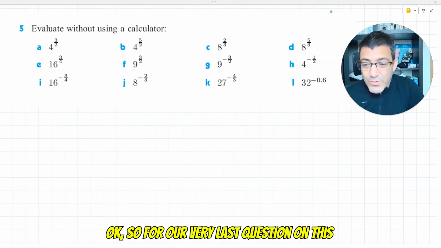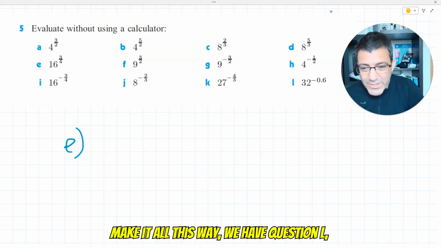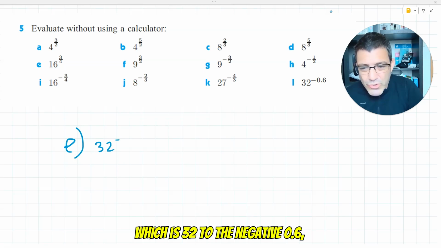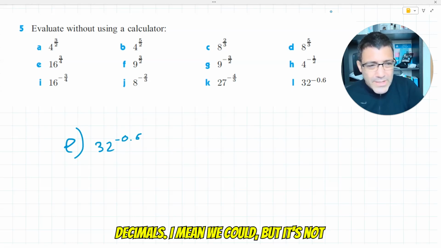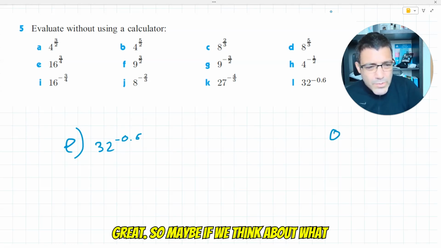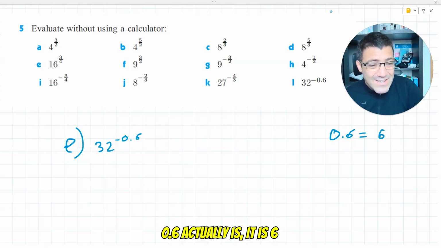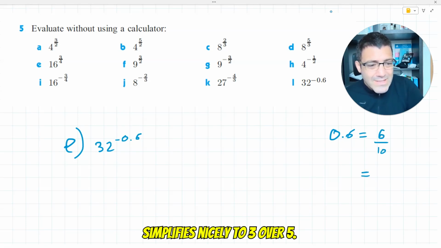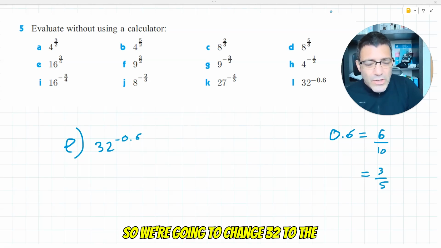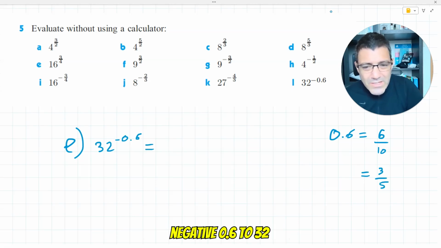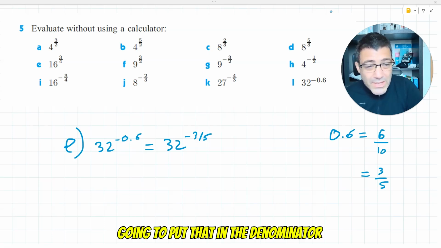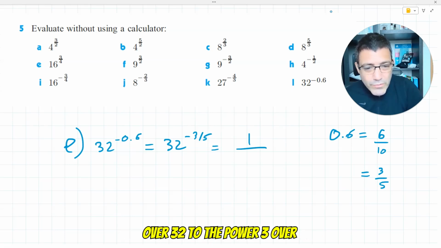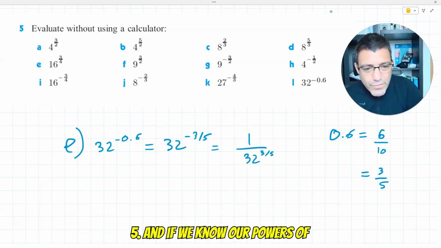Okay, so for our very last question on this worksheet, well done if you managed to make it all this way. We have question L, which is 32 to the negative 0.6. And we don't really know how to deal with decimals. I mean, we could, but it's not great. So maybe if we think about what 0.6 actually is, it is 6 divided by 10, which as a power simplifies nicely to 3 over 5. So we're going to change 32 to the negative 0.6 to 32 to the negative 3 over 5. And using the same logic as before, we're going to put that in the denominator because it has a negative power. So 1 over 32 to the power 3 over 5.